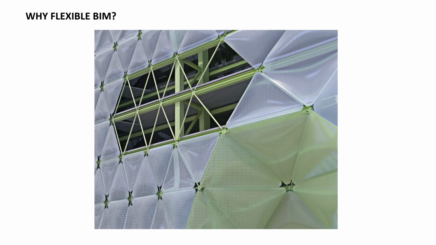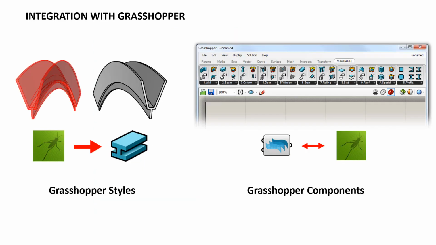The concept of flexible BIM comes from the fact that since VisualARQ works on top of Rhino, it is possible to work with BIM objects with no limits of shape and design. But it is also related to how VisualARQ integrates with Grasshopper. We have seen how VisualARQ allows creating custom parametric objects with the Grasshopper styles, but VisualARQ also integrates with Grasshopper with the Grasshopper components, which let you automate workflows with VisualARQ objects and data in Grasshopper.